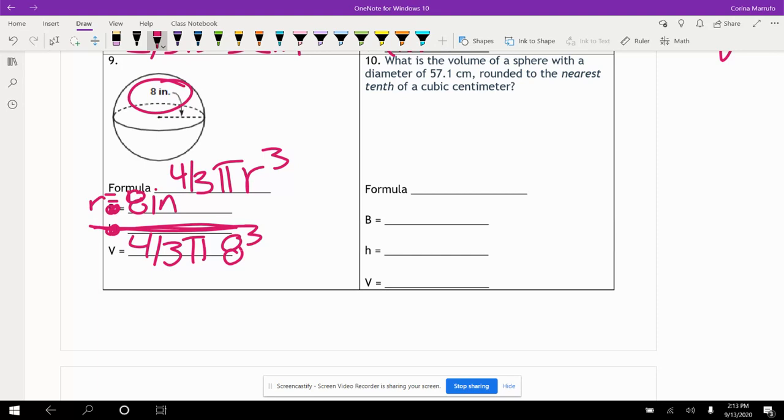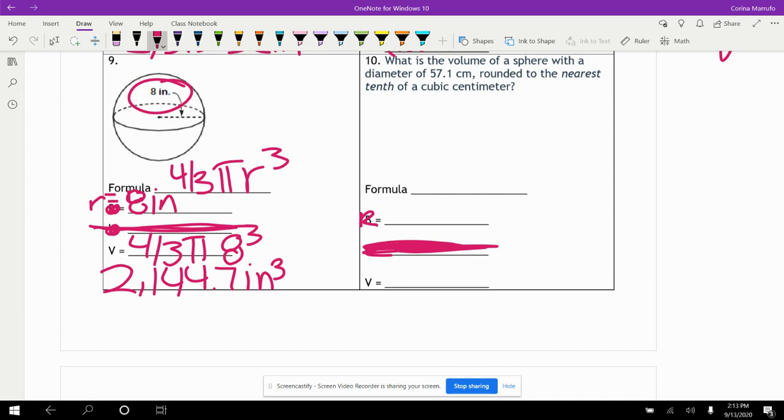So we're going to plug that into the calculator. And that is going to give us 2,144.7, and our units are inches cubed. Once again, you don't need this little section, and this shouldn't be B, it should be R. I'm so sorry about that.